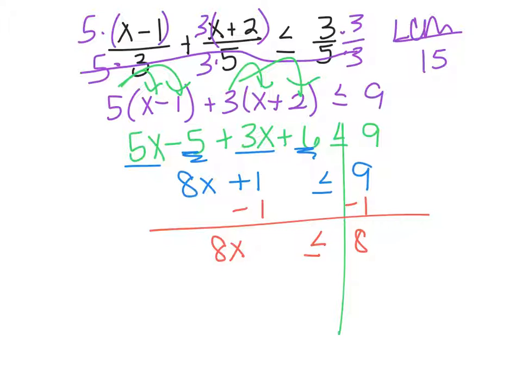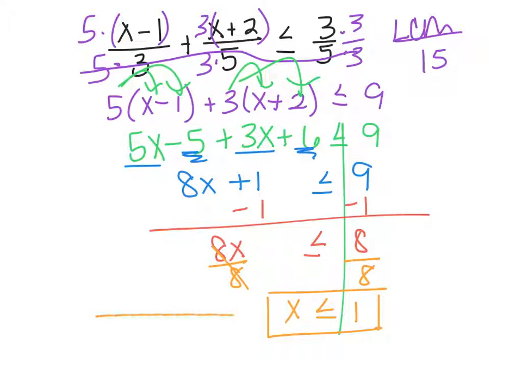This is working out nice. Divide both sides by 8. I do not flip the inequality because I did not divide by a negative, and x is less than or equal to 1. There's our inequality notation. Interval notation, here's 0, here's 1, closed circle, and it's going to the left. So interval notation goes from negative infinity to positive 1 with a bracket.